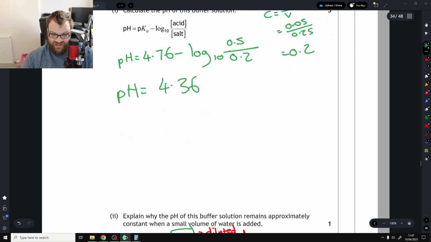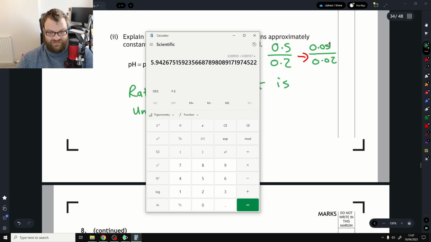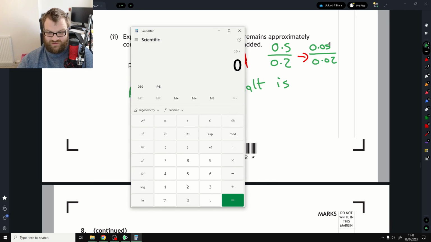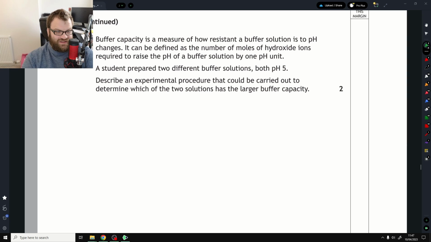So for our values, we had 0.5 over 0.2. Now, if we were to dilute them by 10, that means we're going to have 0.05 over 0.02. And both of those values will be exactly the same. 0.5 over 0.2 gives us 2.5, and 0.05 over 0.02 would also give you 2.5. That's what my rambling was trying to say, that because they're both moving down, we get a ratio that stays the same.